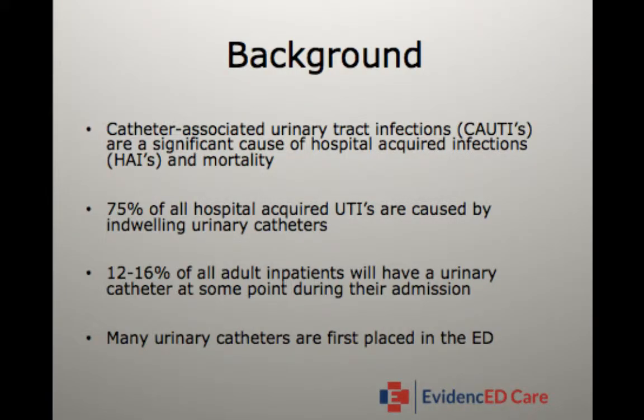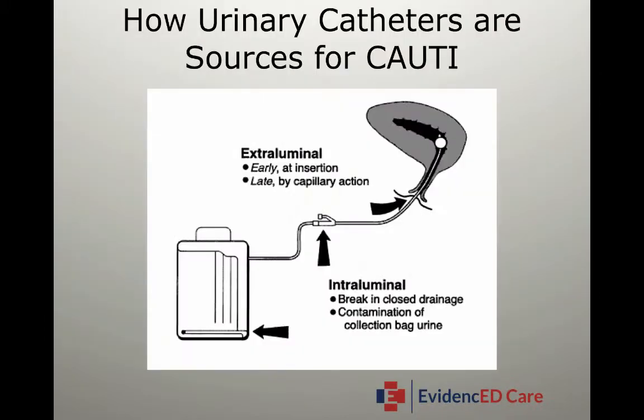First, some background. CAUTIs are a significant source of healthcare-associated infections and are estimated to cause up to 75% of hospital-acquired UTIs. And since many urinary catheters are placed in the emergency department, it is important to focus in this area. This diagram highlights some of the areas in which urinary catheters can be a source of urinary tract infections.